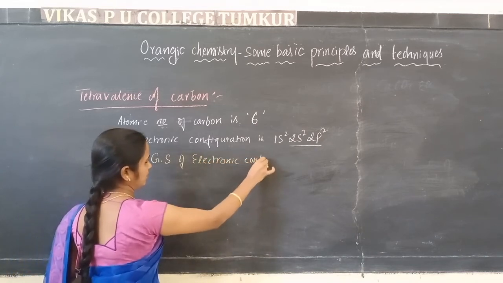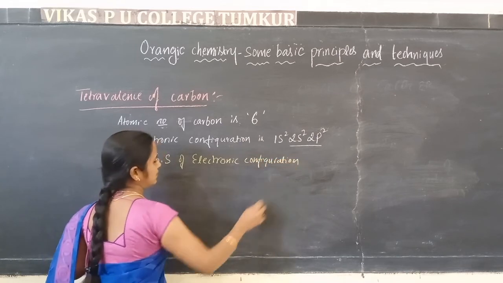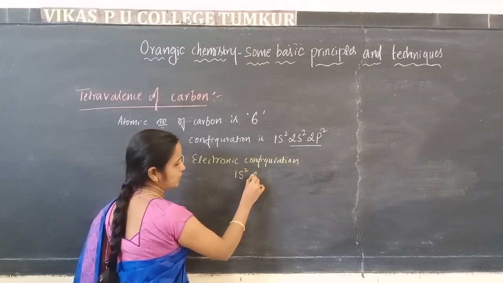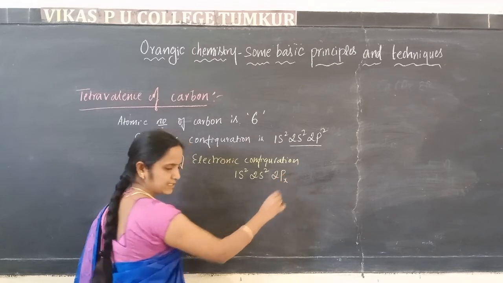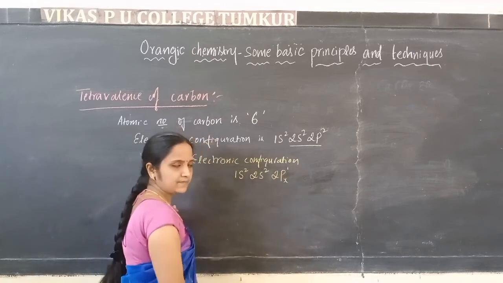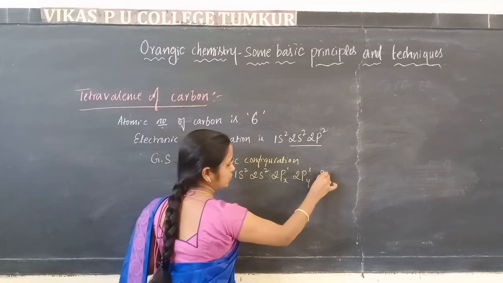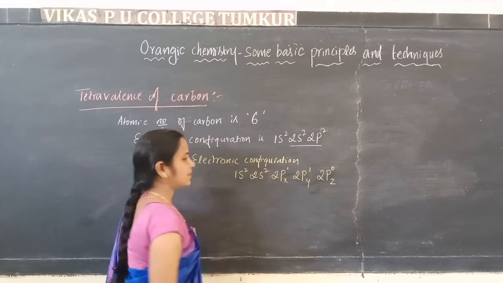In the ground state, the electronic configuration is 1s2, 2s2, 2px1, 2py1, and 2pz remains empty.